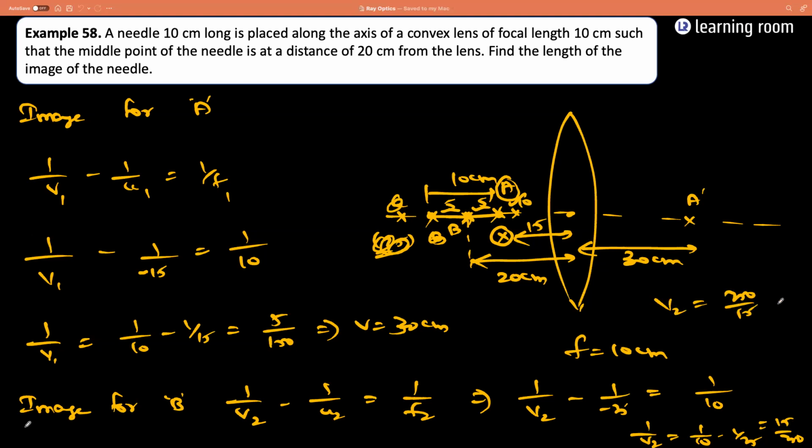So what is the value of v2? 250 divided by 15. Sir, focus will be minus 10, right? No. For convex lens, focal length is always positive. In the second case also, in both the cases, it's the same.